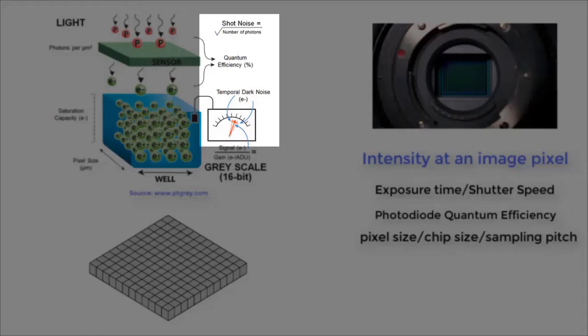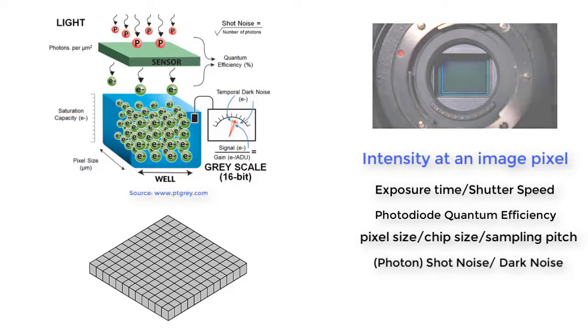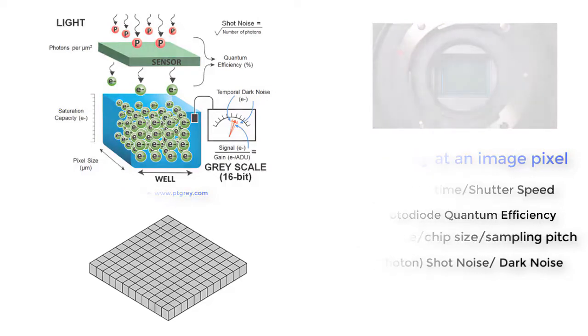And finally, noise is an integral part of any imaging process. Shot noise and dark noise are a few key factors that affect the intensity at an image pixel.